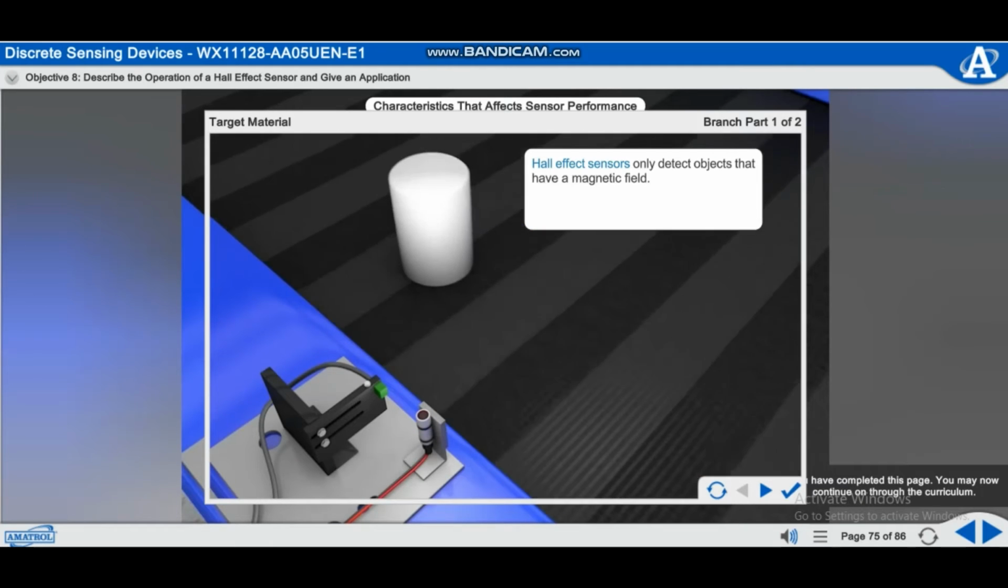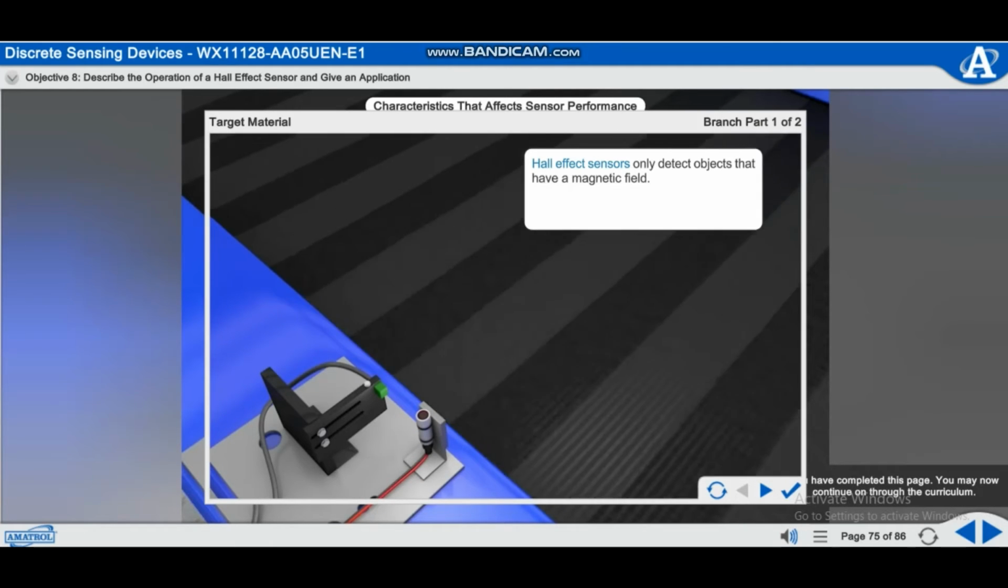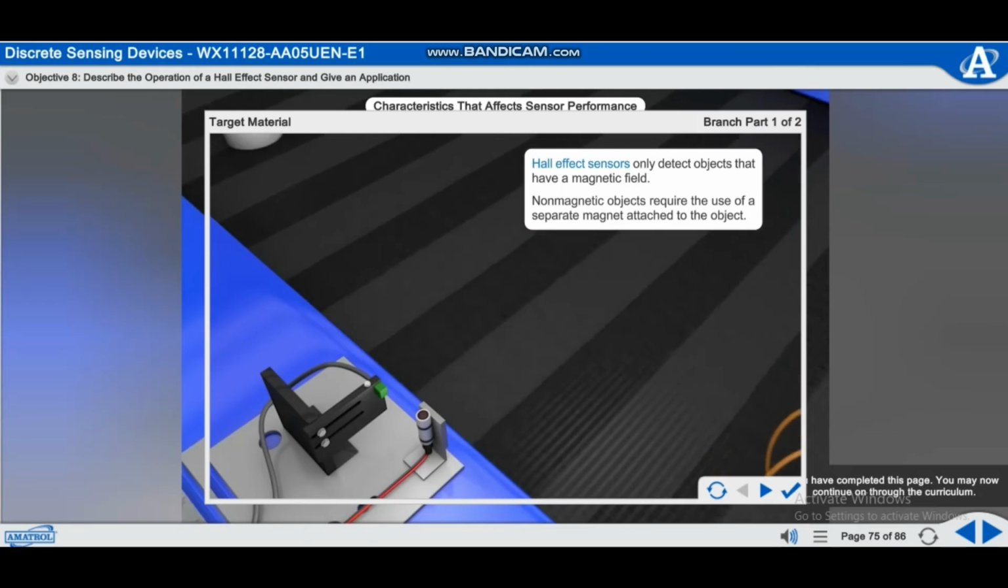Hall effect sensors only detect objects that have a magnetic field. Non-magnetic objects require the use of a separate magnet attached to the object.